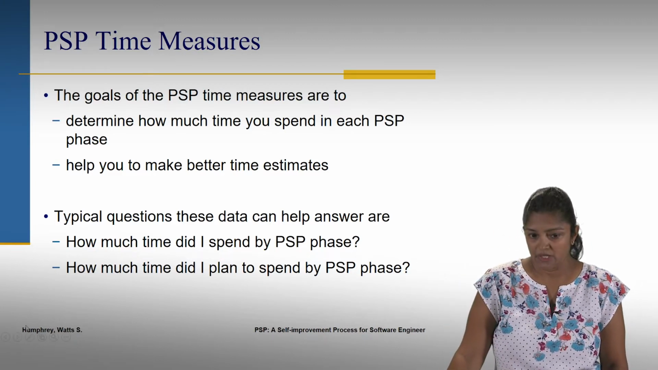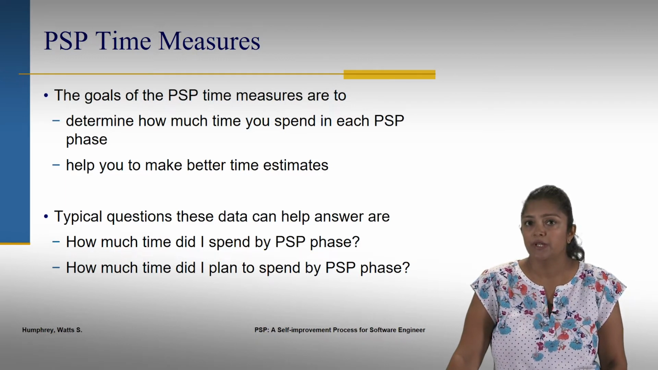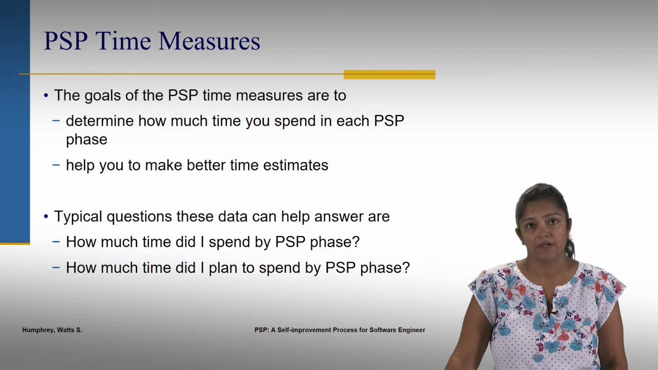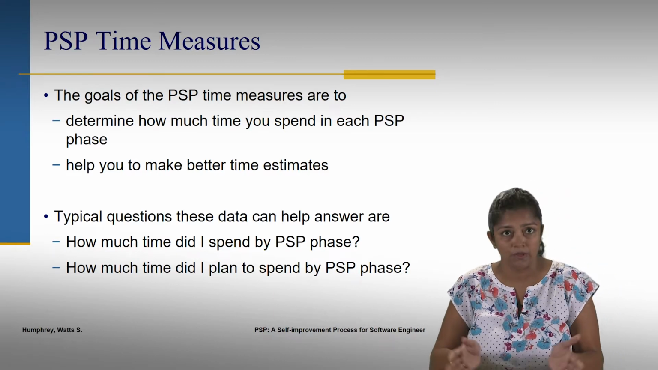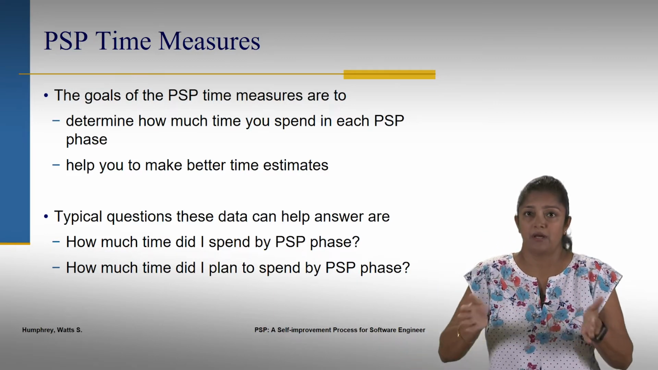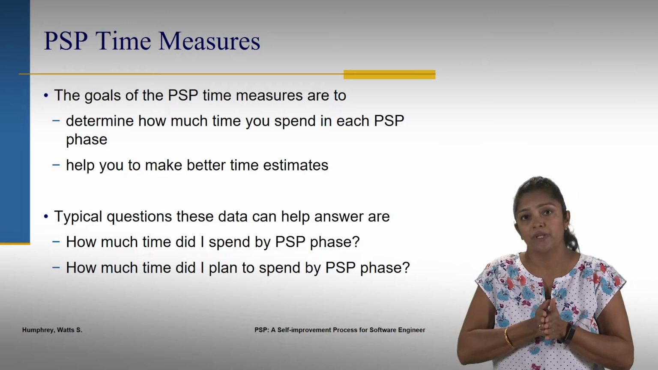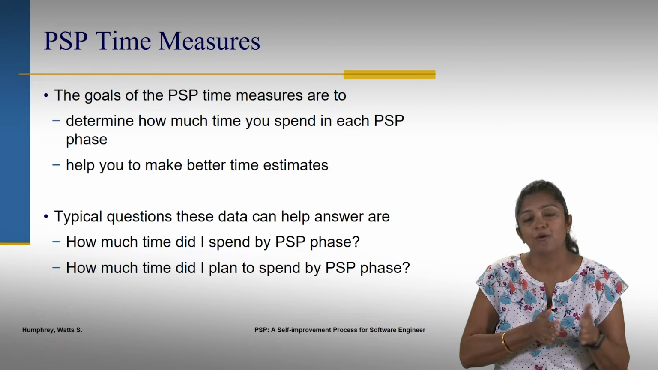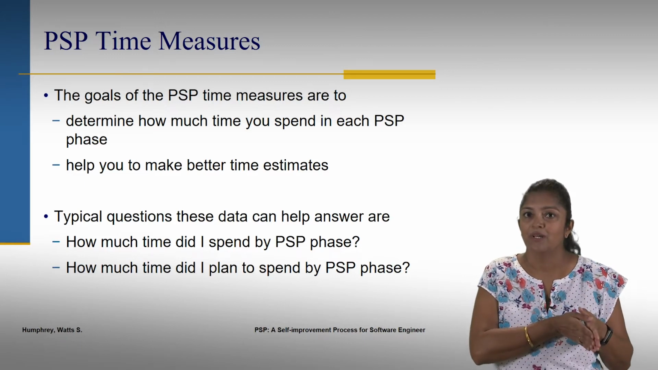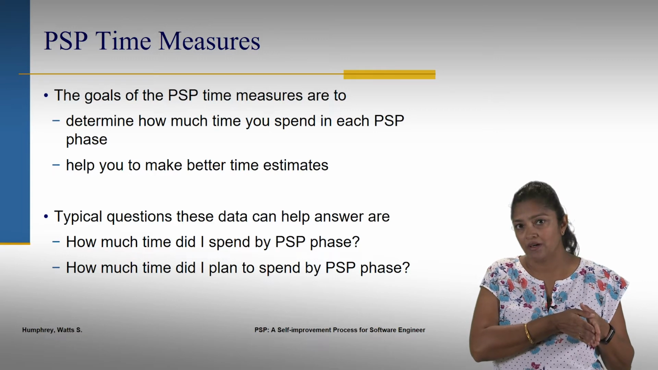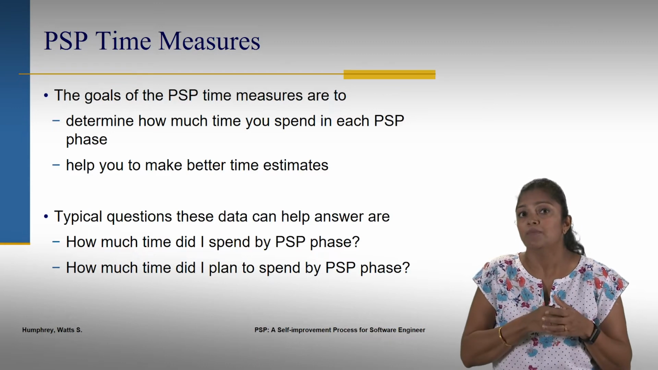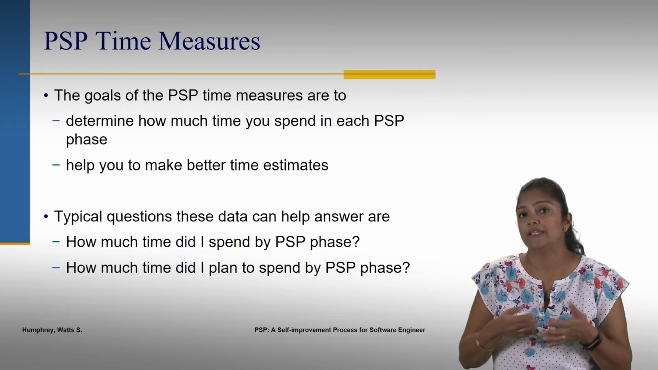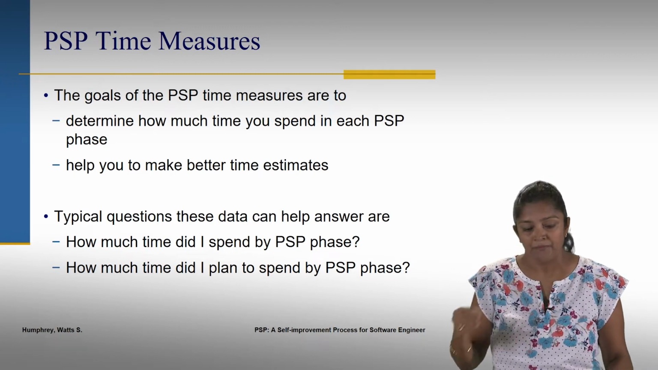So with the PSP processes, for time measurement, what we want to do is determine how much time we spent in each PSP phase. Now this can be cumbersome. You're not going to be doing this all your life. It's only during this course to establish that disciplined approach. So there is this additional step that you'll have to follow and measure how much time you're spending on each PSP phase. And then at the end of a project or an assignment, look and see how you can make those time estimates better.